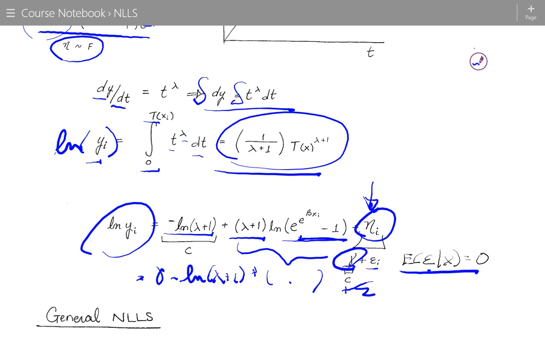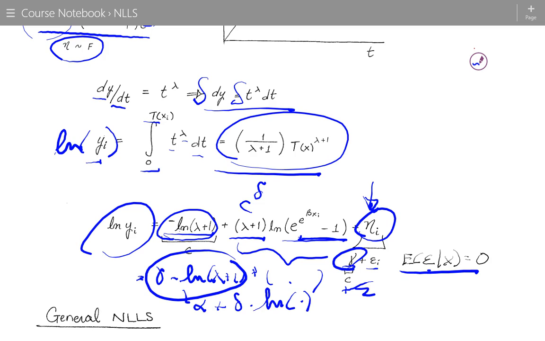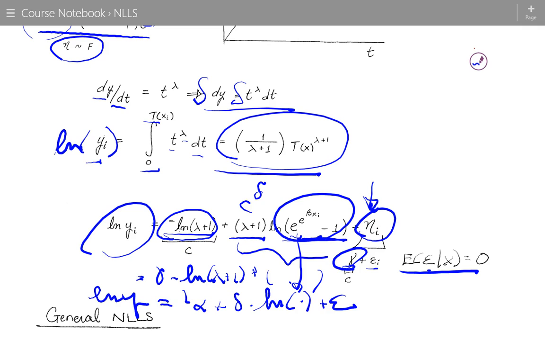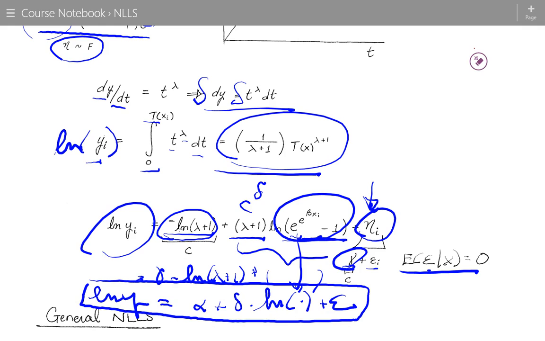Well, this is a nonlinear function in the parameters. Now the gamma and the negative log lambda plus 1 are all constants for a given parameter, and so we allow that to be a constant. So we can just call this whole combination here alpha, and this lambda plus 1, let me call delta, plus delta times the log of this in here, just plug that in there, plus this error term. And we've got log y is equal to that, so that we have an equation that looks fairly close to what we might apply a regression or a least squares approach to.